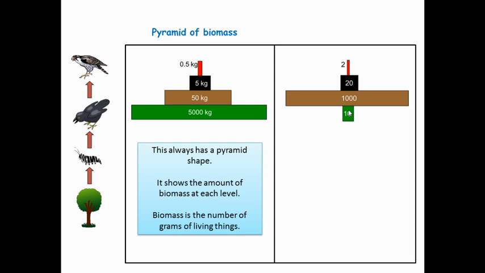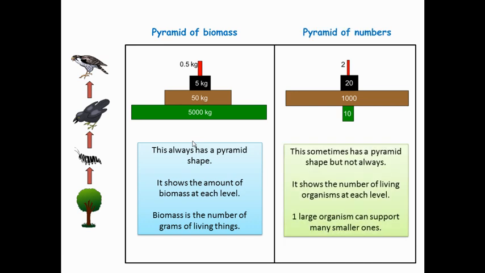So, like I said earlier, the pyramid of biomass always has that pyramid shape, because at each stage there's going to be less mass to support. Biomass is the number of grams of living things. And then our pyramid of numbers sometimes has a pyramid shape, but not always, like in these examples. It shows the number of living organisms at each level. One large organism can support many smaller ones.